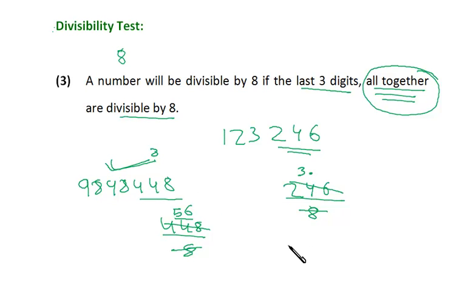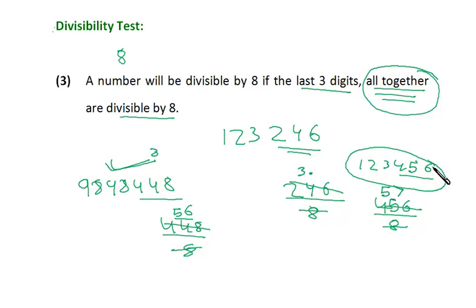Okay, now we'll take one more number. We'll take 1, 2, 3, 4, 5, 6, right? So we need to concentrate on 4, 5, 6. It's 4, 5, 6 divided by 8, so that's 5 times, and then 56, that's 7 times, right? That means that 8 is dividing this number, so it is divisible by 8, right? I hope you understood this.